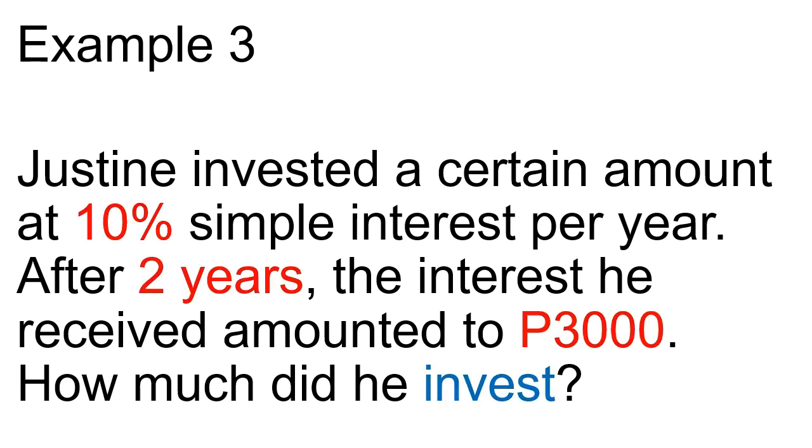Okay, so let us analyze the given. So 10%, obviously the simple interest rate, 2 years time, and then we have here 3,000 pesos. The interest he received amounted to 3,000. So it means that this 3,000 is not the principal amount. This is the interest earned. And we are looking here for the amount invested. And the amount invested is the principal amount.